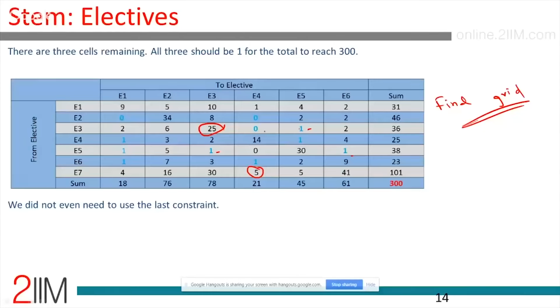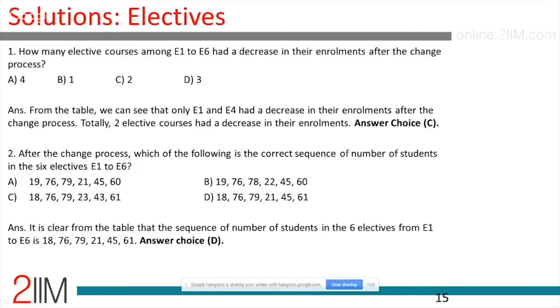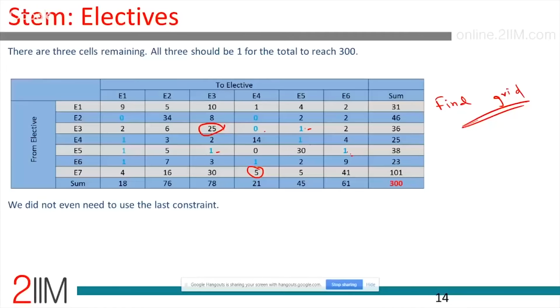The remaining cells are 0 or 1 only. There are 12 empty cells. If you can understand how the data is presented, then try it. Otherwise, don't. Right? How many elective courses among E1 to E6 had a decrease in their enrollments?